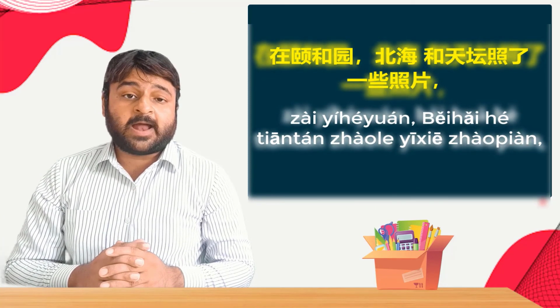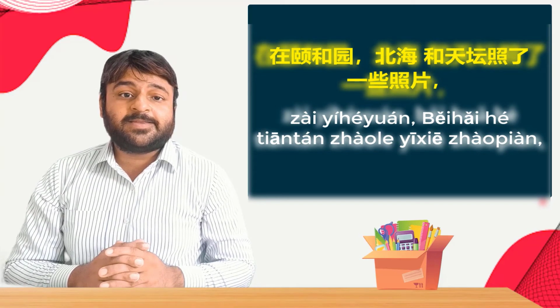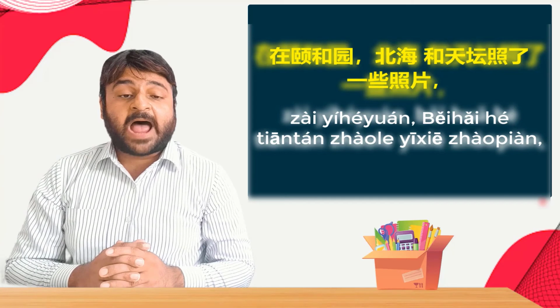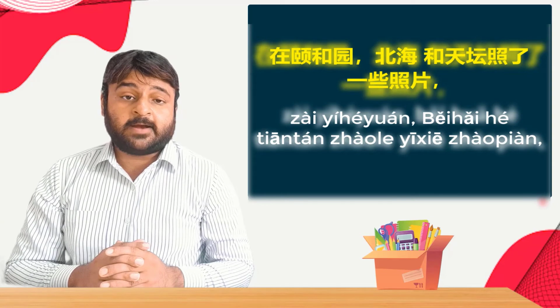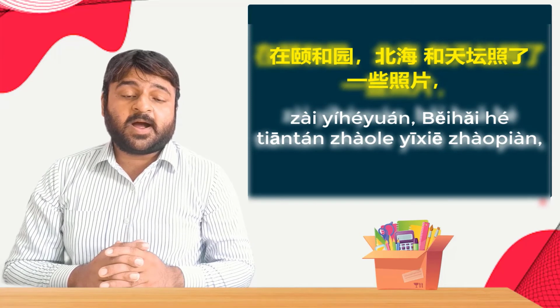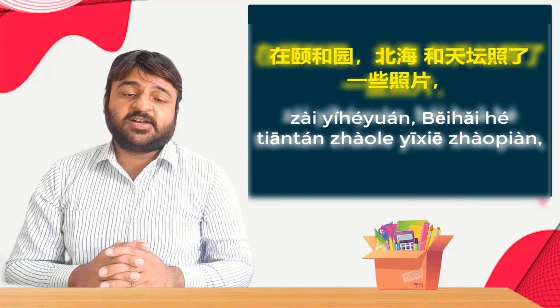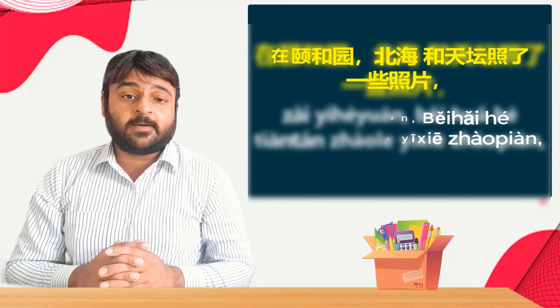在颐和园, 北海和天坛公园. At these parks, 颐和园, 北海 Park and 天坛. 颐和园 is the name of a park. 北海, again the name of a famous park. 天坛, also a park. 照了一些照片, 照了 to click. 一些 some, 照片 pictures. At these parks we had fun and clicked some pictures.